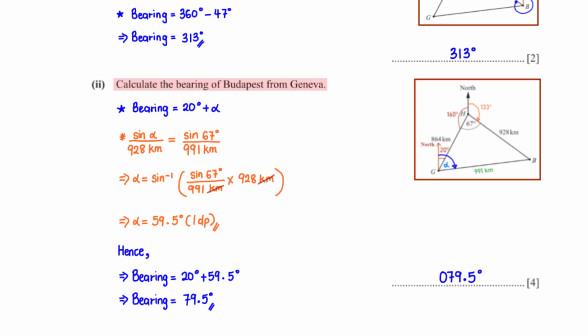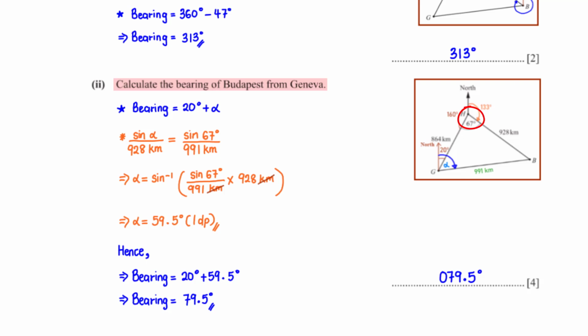Calculate the bearing of Budapest from Geneva. On the diagram, we've indicated the bearing of Budapest from Geneva, which is equal to 20 degrees plus angle BGH, which we've labeled as alpha. How did we get the 20 degrees?